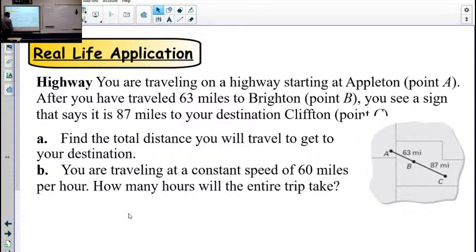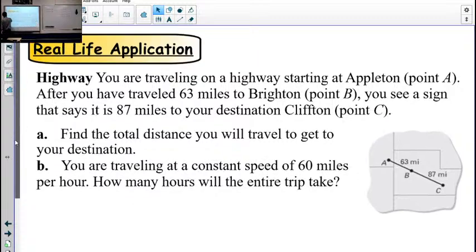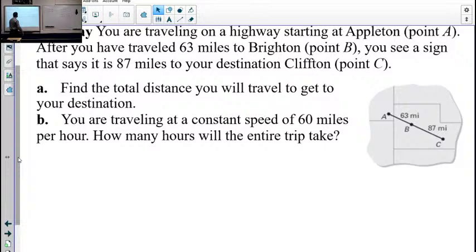So, first problem on the back. You are traveling on a highway starting at Appleton, point A. After you have traveled 63 miles to Brighton, point B, you see a sign that says it is 87 miles to your destination of Clifton, point C. So part A says find the total distance you will travel to get to your destination.